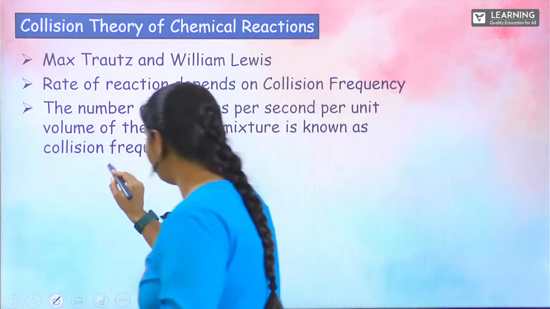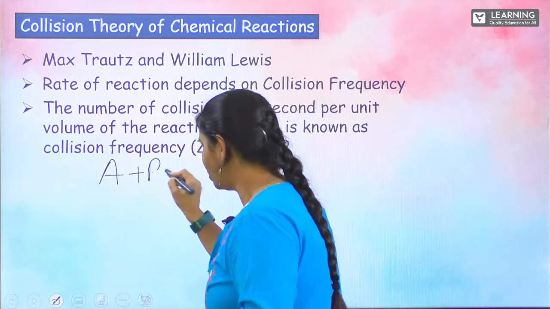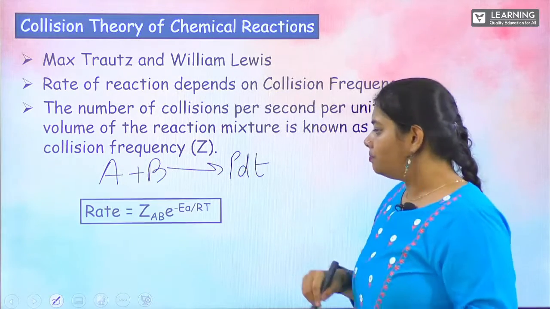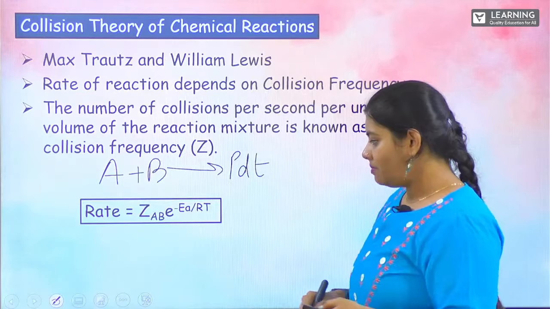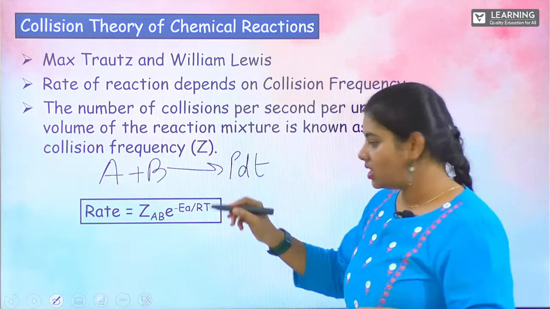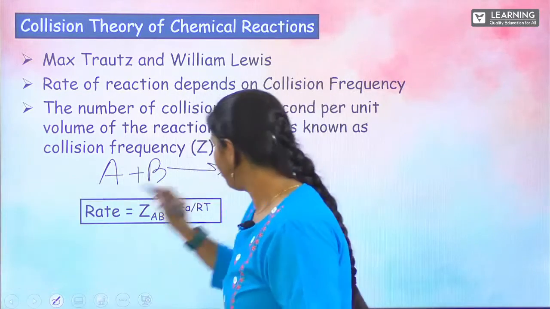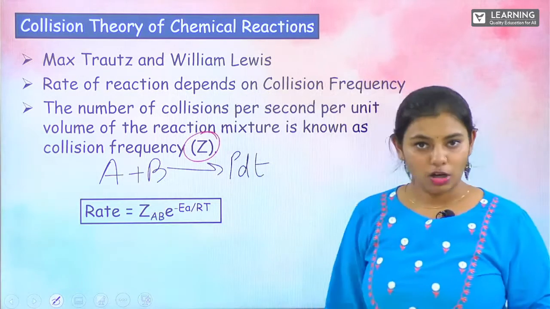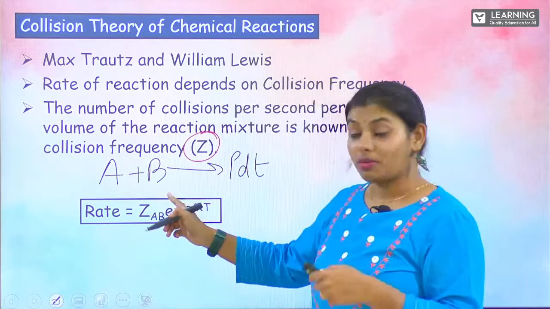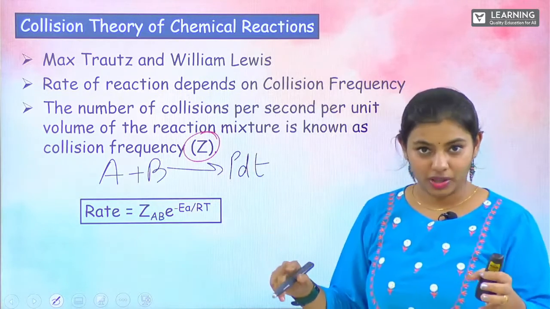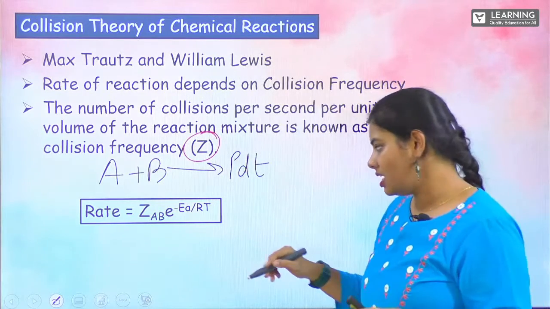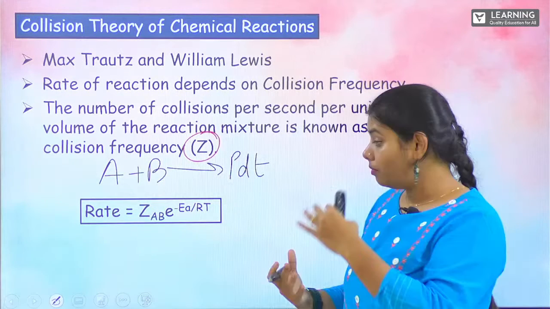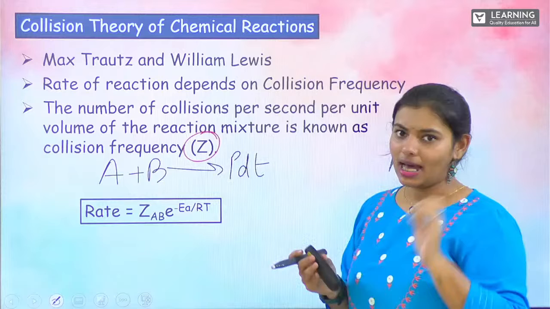So if I'm taking here the same reaction A plus B giving the product, the rate of the reaction is going to be, as I told, collision frequency, which is denoted by the letter Z, right? So the rate is equal to Z_AB, that is the collision frequency of the reactant molecules A and B, times e to the power of minus E_A by RT. So you can see it depends on the collision frequency as well. Clear?